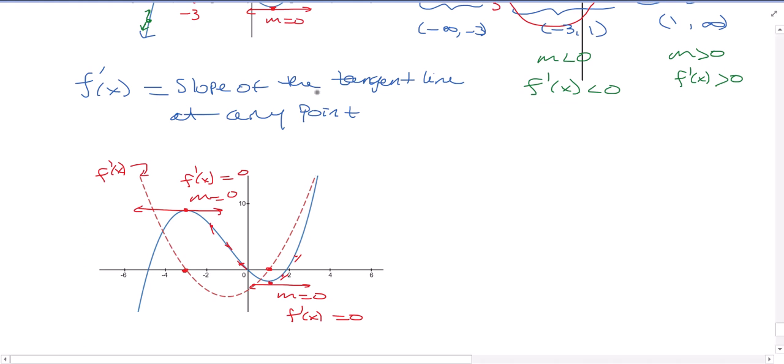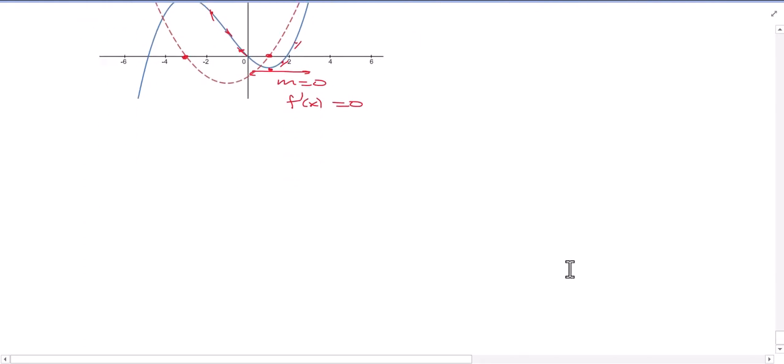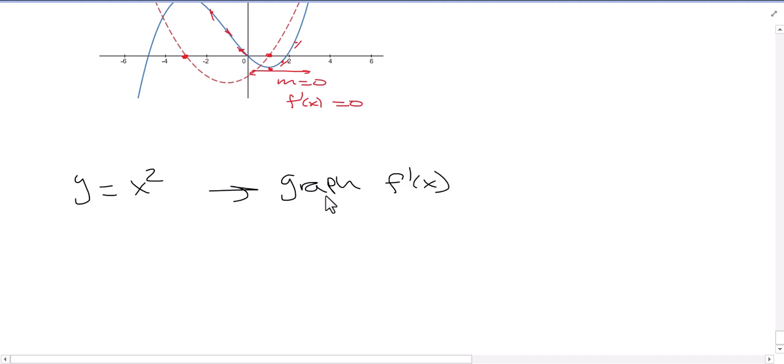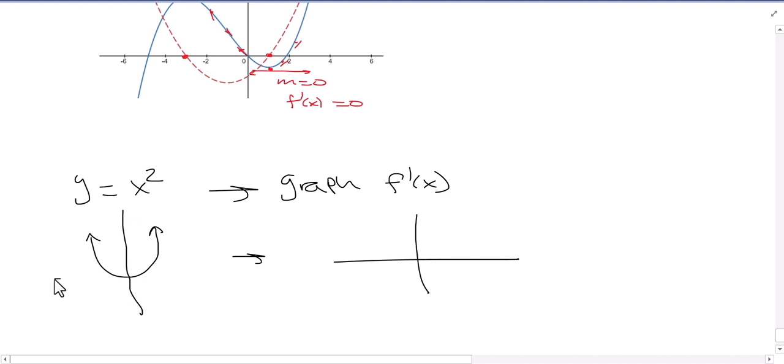So a good exercise would be to take something we know fairly well. So take your y equals x squared, right? This is a parabola. Can you graph the derivative from here without finding the derivative function? So just from the graph of y equals x squared, just from the parabola here, can you graph the derivative? And I think that you'll find that it's not too bad to do it.